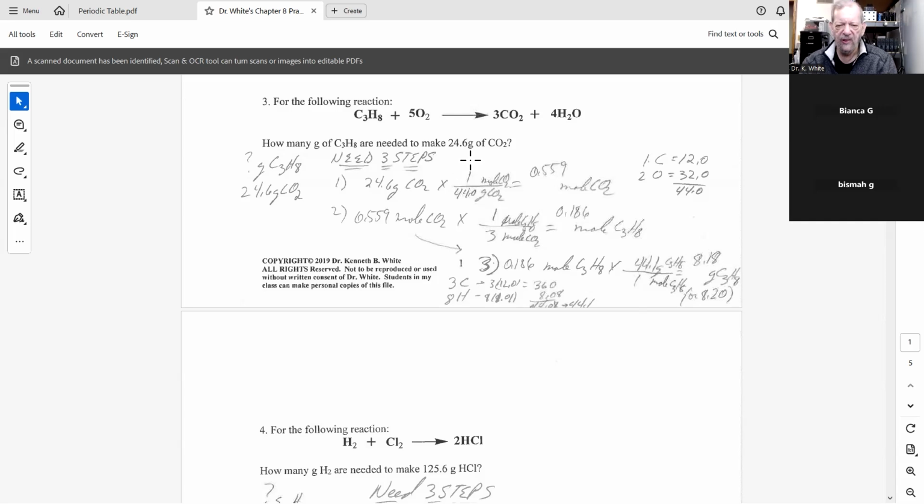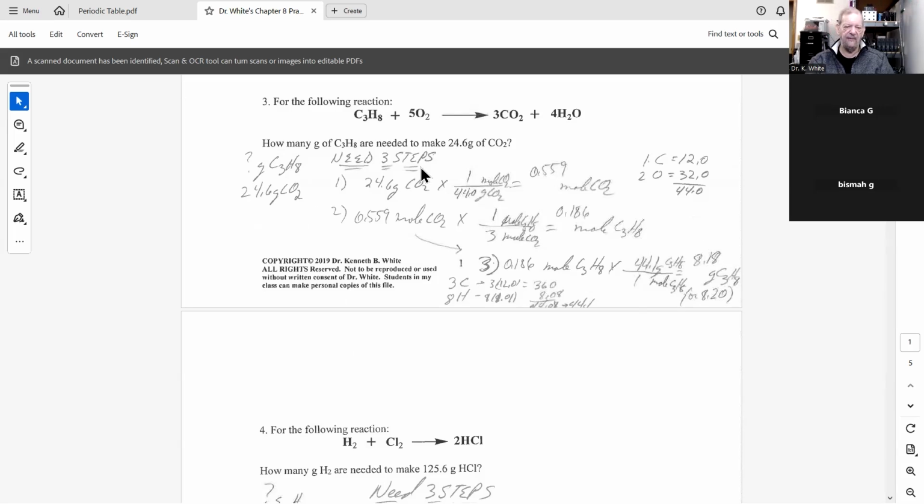So what we look here and say, what are we being asked to find? Grams of C3H8. What are we given? Grams of CO2. You cannot go from grams of one compound to grams of another in one step. You need 3 steps. What are those 3 steps?